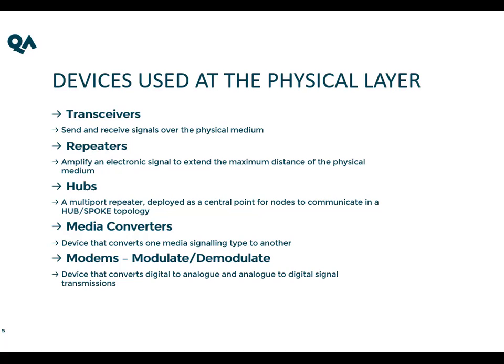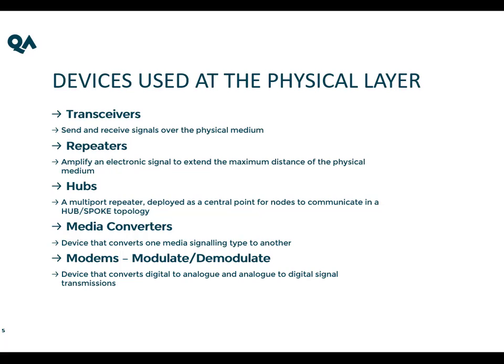We also have repeaters, and repeaters are devices that take the signal and amplify it, and this allows us to extend the maximum allowable distance for a media type. So for example, unshielded twisted pair has a maximum of 100 meters. If we have two devices that wish to communicate with each other, and we put a repeater in the middle, that then extends the distance up to 200 meters.